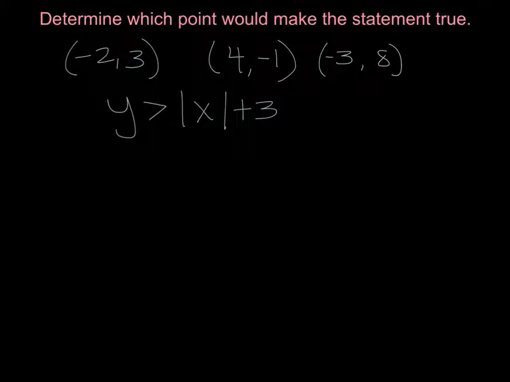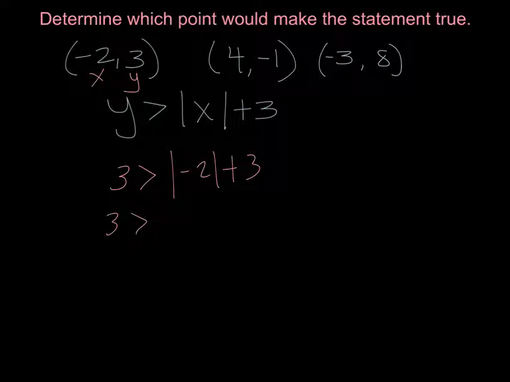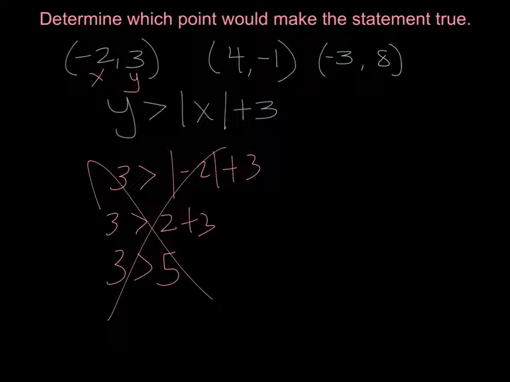Last thing for today, if they give you an equation and a bunch of points, and they ask you which point would make the statement true, all you do is plug in those numbers. Like this first one, the -2 is your x, the 3 is your y. If I plug that in, I'd get 3 is greater than the absolute value of -2 plus 3. The absolute value of -2 is 2, plus 3. So 3 is greater than 5? No, so that doesn't work.